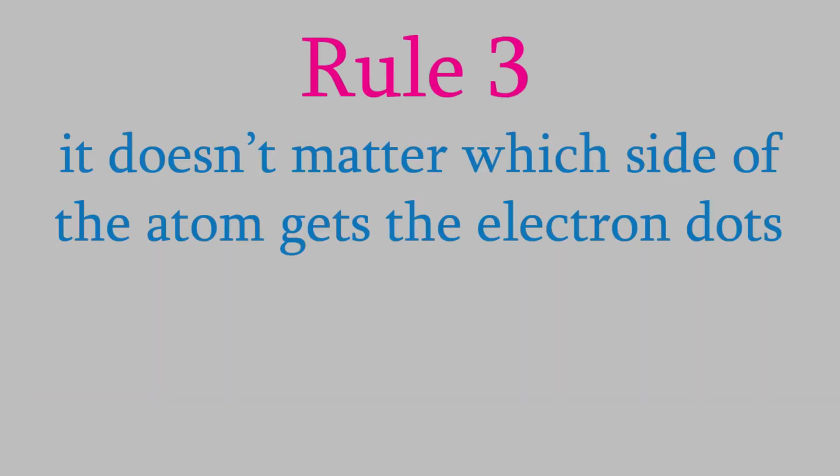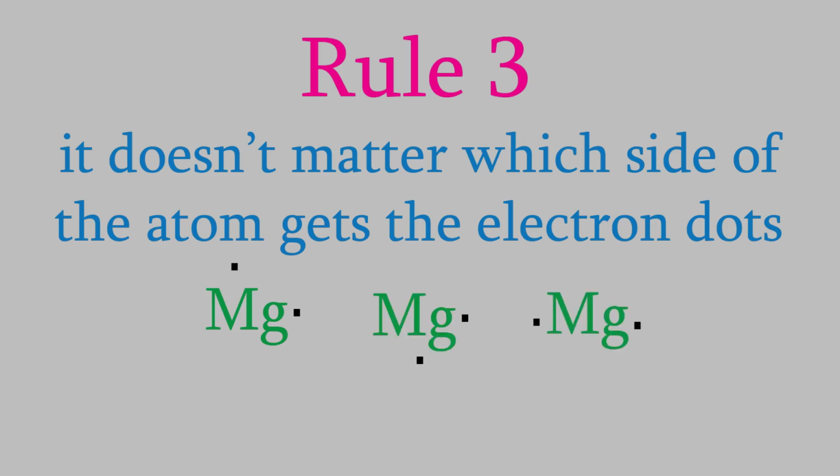The third rule is that it doesn't matter which side of the element you put dots on first. So, for example, the symbol for magnesium has 2 dots, and these can go on any 2 sides of the element. All of these symbols are correct. The same is true when you start to pair the dots. So, all 3 of these symbols would be correct for sulfur.